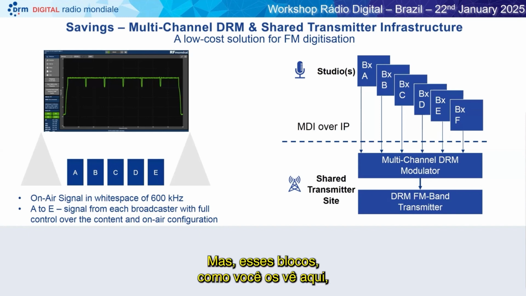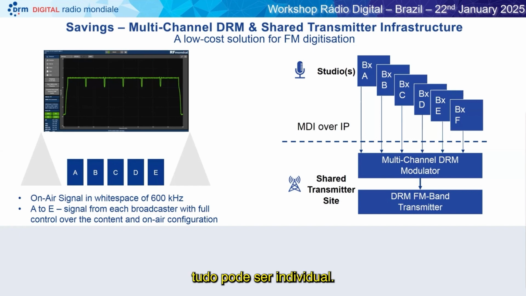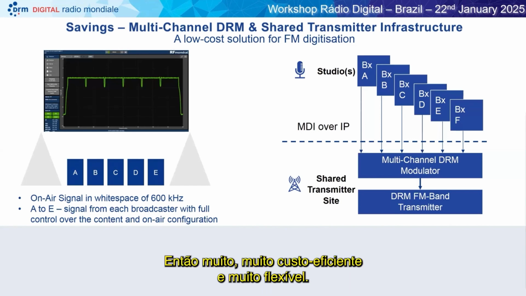But these blocks, as you see them here, can be completely used by independent broadcasters. They don't need to share any configuration. They don't need to share content, or they don't even need to share the link from their studio to the transmitter side. That can all be individual. So it could be treated as if there were different transmitters, even at different transmitter stations, but in reality it's only one transmitter. So very, very cost efficient and very, very flexible.